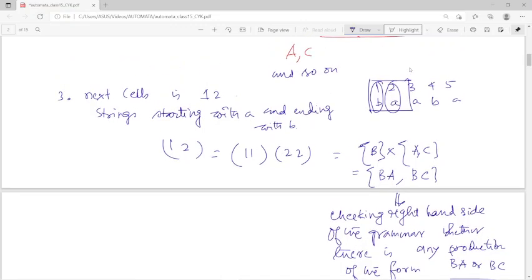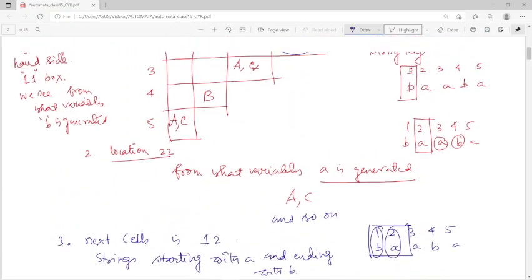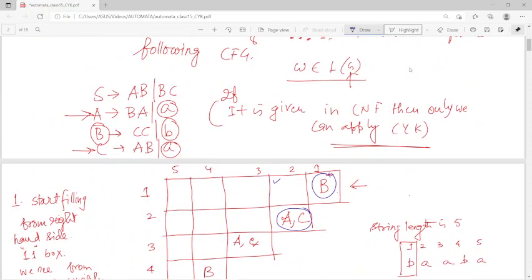তার মানে আমি রাইট হ্যান্ড সাইডে চলে যাব অফ দ্য প্রোডাকশন, BA অথবা BC। এই দেখো গ্রামারের BA, তার মানে BA এখানে আছে, রাইট? সেটা A থেকে পেয়েছি, এবং BC আমি S থেকে পেয়েছি, রাইট? আর কোনো প্রোডাকশনস পাচ্ছি না BA এবং BC, দ্যাট শুড বি কাম ফ্রম S and A.